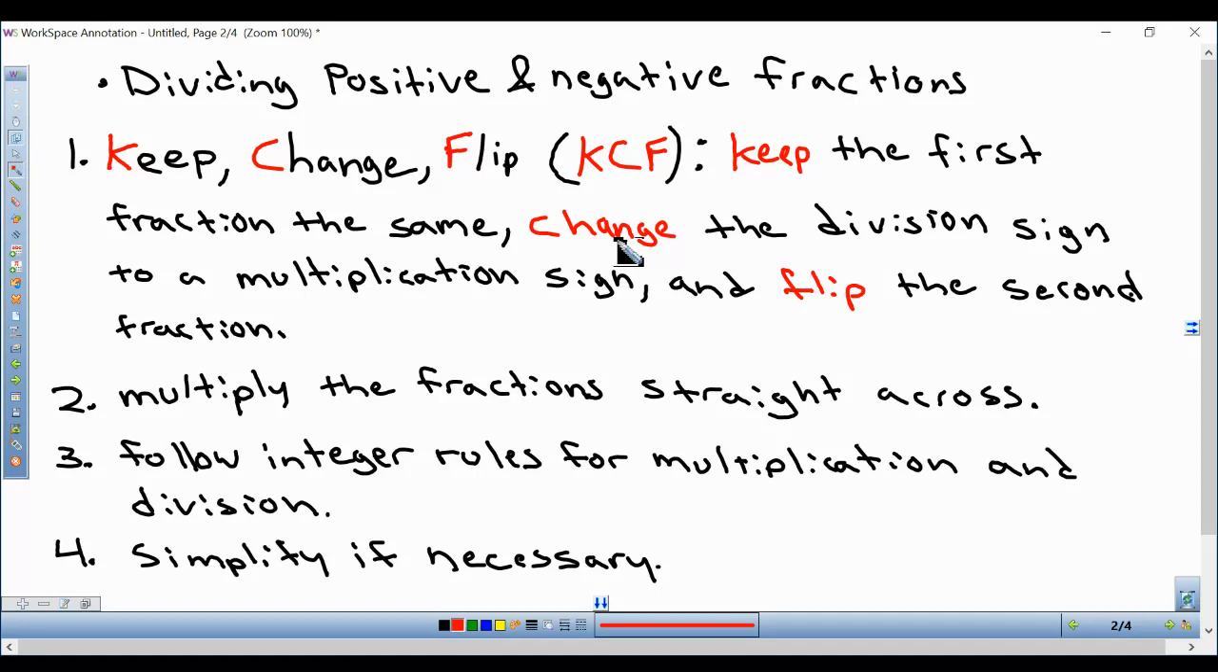Next thing we do is change. We change the division sign to a multiplication sign. It's that simple, just change it. And the third thing, which most people forget to do the most, it's not hard, just try and remember to do it, is flip the second fraction. So the numerator becomes the denominator, and the denominator becomes the numerator. And then it's the same as multiplication. Multiply fractions straight across, make sure to follow your integer rules, and then simplify if necessary.